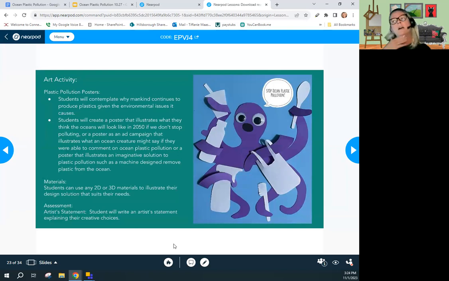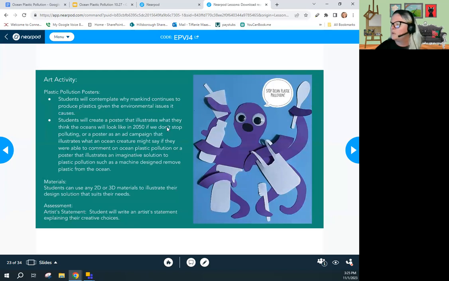Very good. But maybe our paper bags need to be made from a more sustainable source like bamboo or hemp, not 300-year-old pine trees, right? So here's my next art activity. For this activity, you're going to design a poster, and I offer you a couple of different ideas, but your poster could go in any creative direction that you would like. You're going to contemplate why mankind continues to produce plastics given the environmental issues that it causes. And then you'll create your poster.